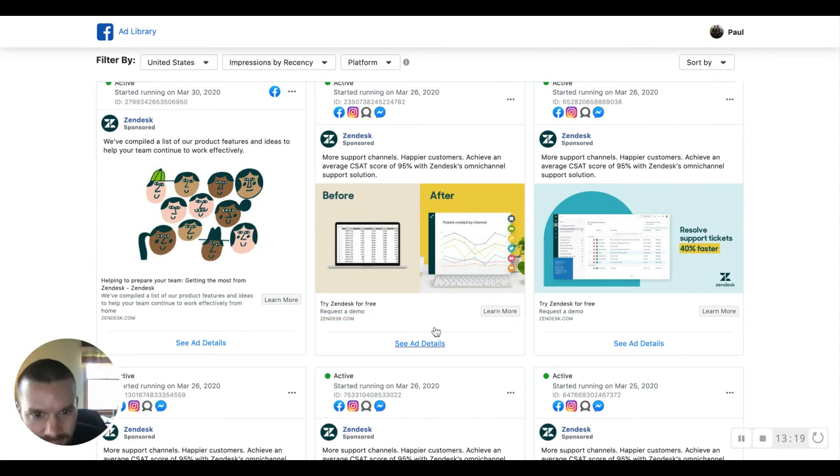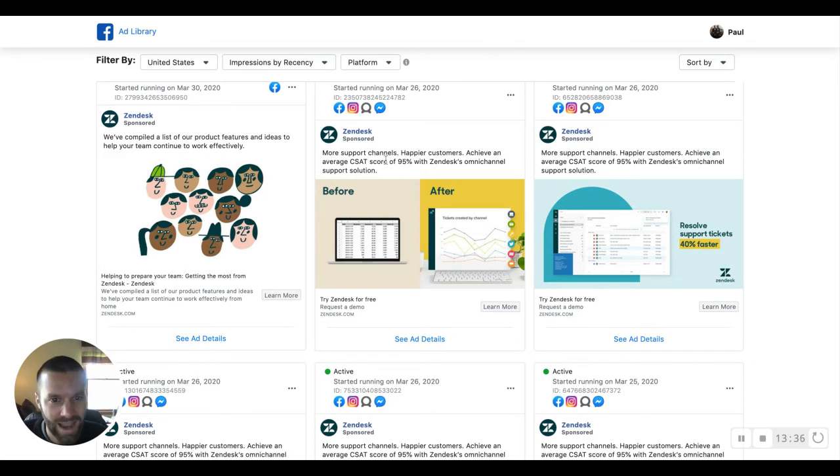And then they have this before and after, right? This before, the background looks kind of beige, kind of boring, spreadsheet, right? After, it's this yellow color, which invokes happiness. Very cool little design, right? And notice that the call to action is not here, it's here. Try Zendesk for free, request a demo, right? And so we could see what their funnel looks like.